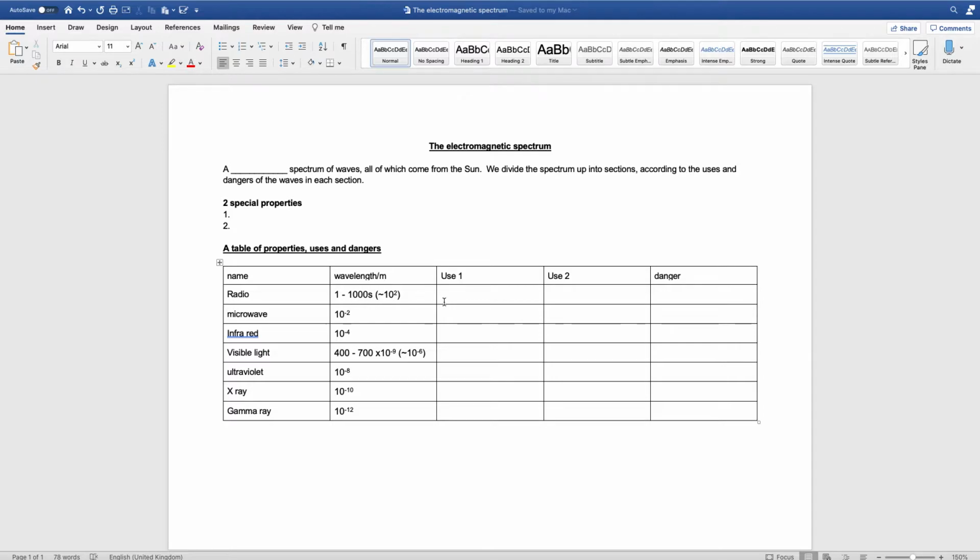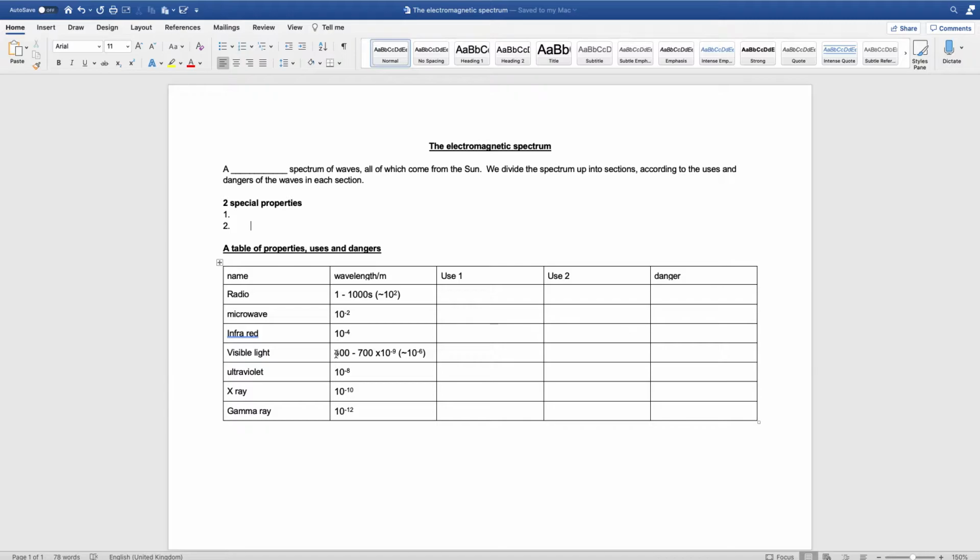Now, wavelengths, there's a pattern to them. You can see that radio waves are in the sort of meters to kilometers range, 1 to the thousands. So around 100 would be a typical wavelength. Microwaves, centimeters, 10 to the minus 2 meters. Infrared, 100 times smaller than that.